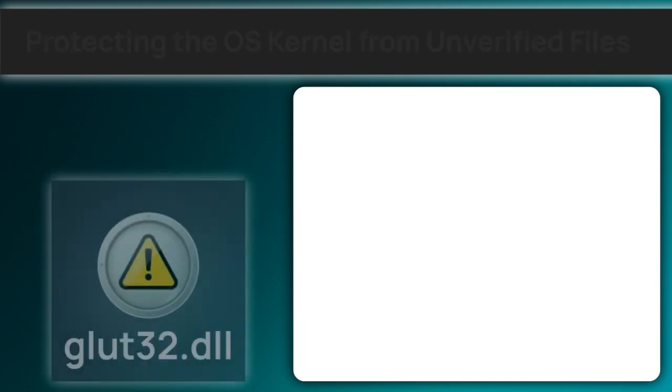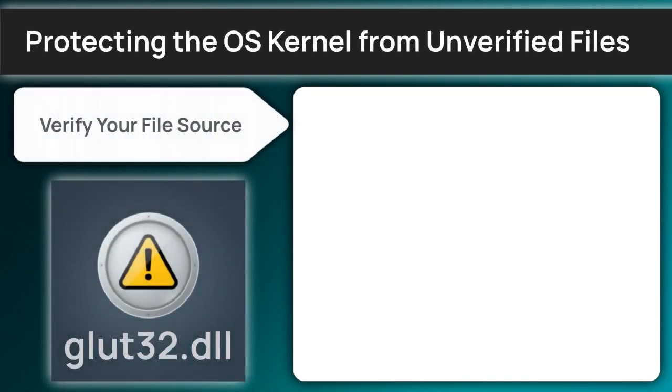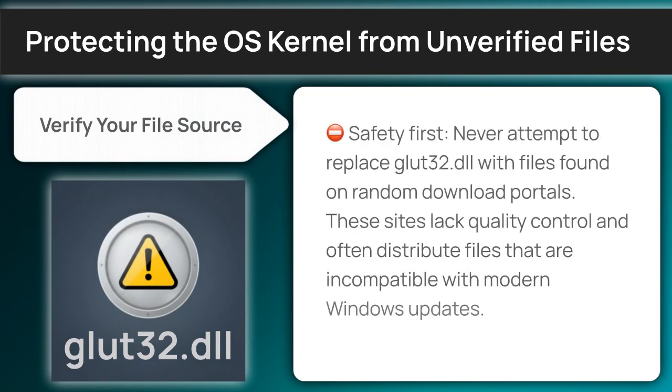To protect your system architecture, I have a few recommendations regarding file authenticity. Warning: many online repositories provide versions of the Glut32.dll that are either corrupted or intentionally malicious. Trusting these sources puts your privacy at risk and often fails to solve the original error.